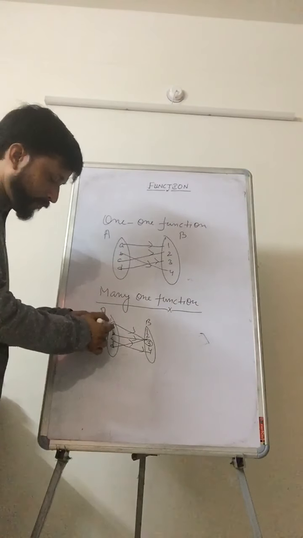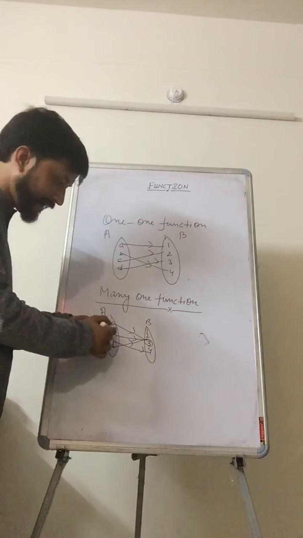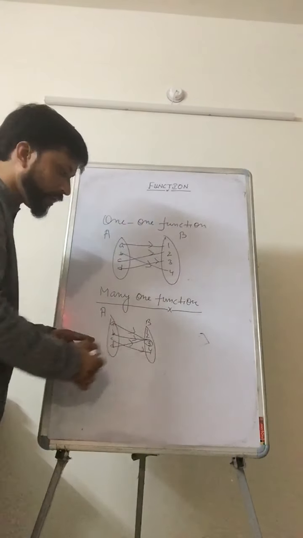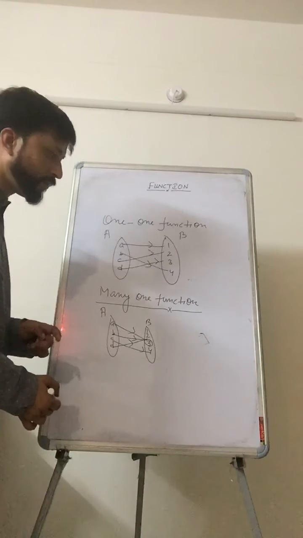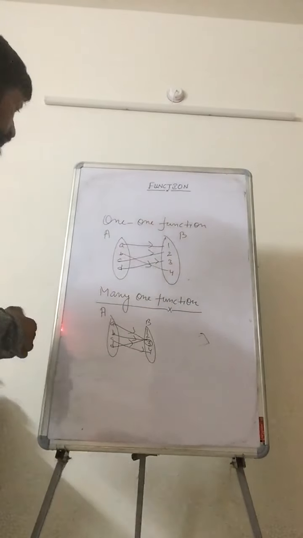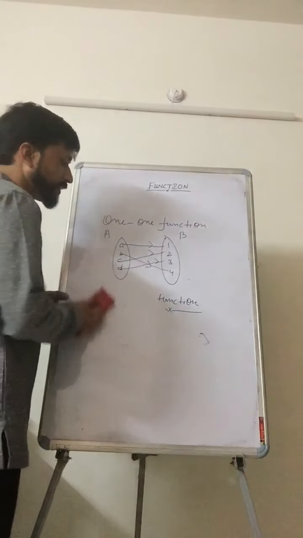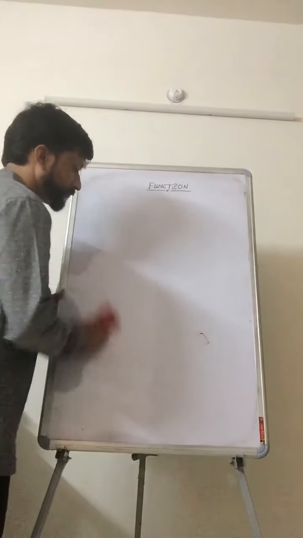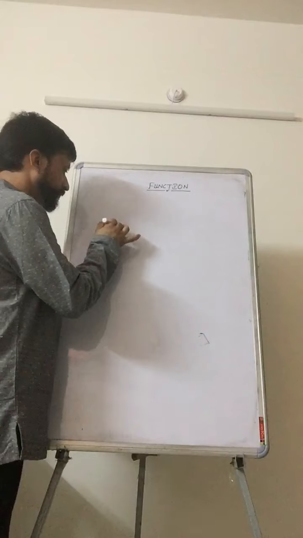Since more than one element of set A is linked with the same element of set B, this function is called a many one function. Okay, now some more varieties of functions. Into function.